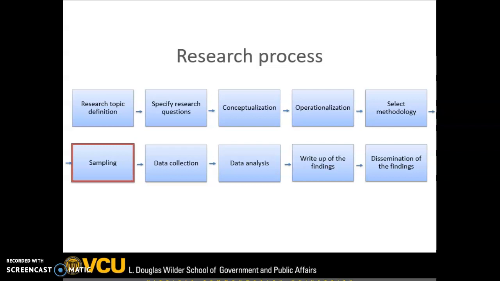The next step is selecting the methodology. It could be quantitative, qualitative, or mixed method, which uses both quantitative and qualitative methods. We'll talk about each of these methods in the coming lectures. The next step is that we need to decide which sampling method to use. This is what I'll talk about in this lecture. The step after that is data collection, which is followed by analysis of the data that was collected. The next step in the research process is the write-up of the findings. And the final step is the dissemination of the research findings.